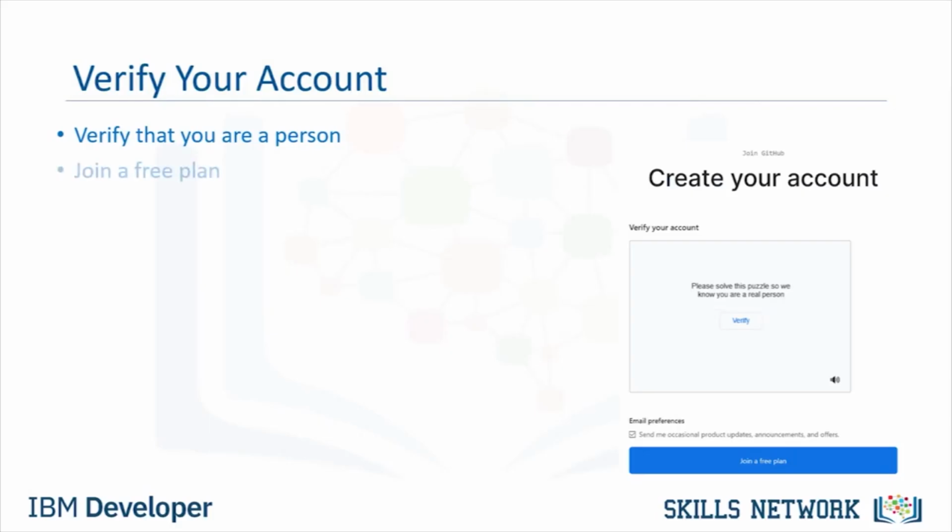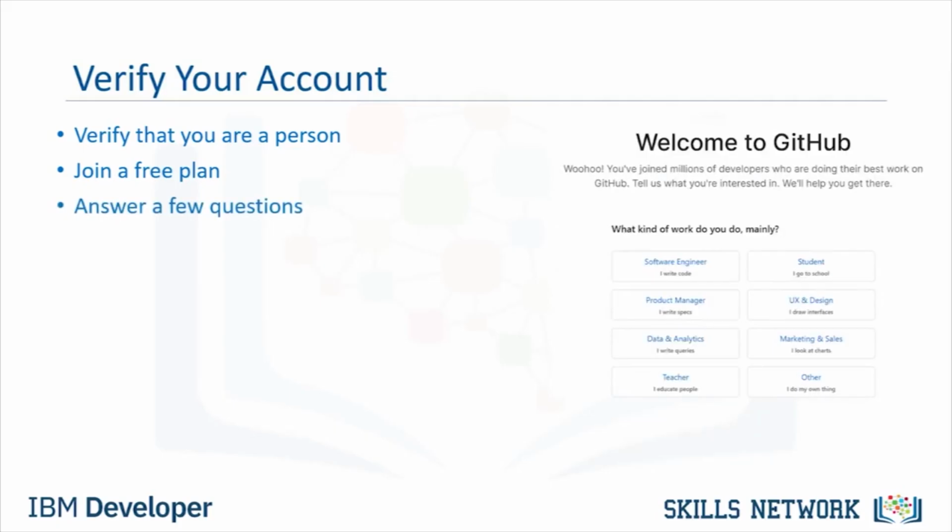When you're done, click Join a free plan, and then you'll be taken to a screen where you can select the type of account. Most likely, a free personal account is all that you'll want. Choose to set up a personal free account, which is the default. GitHub asks some questions about your work, programming experience, and interests. You can skip these if you want.